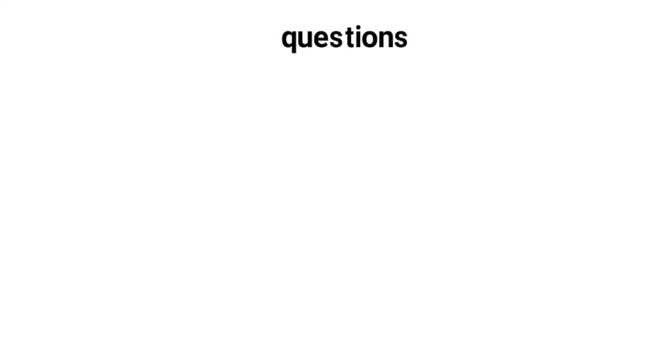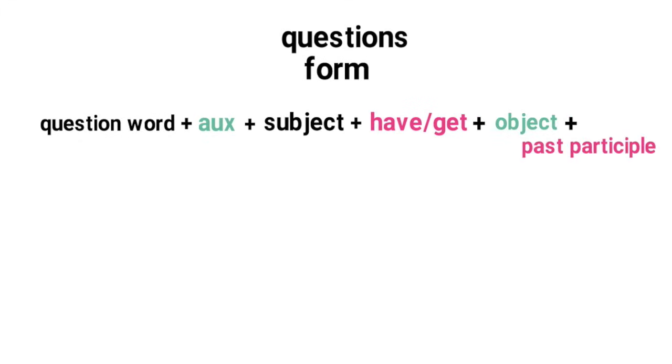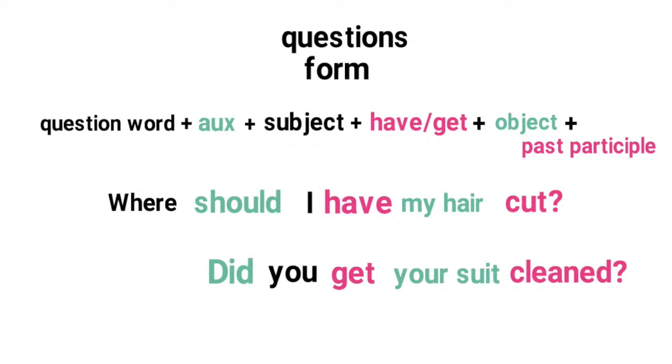So let's look at the form. The question word is followed by the auxiliary, plus the subject, plus have or get, plus the object, plus the past participle. So where should I have my hair cut? Did you get your suit cleaned?